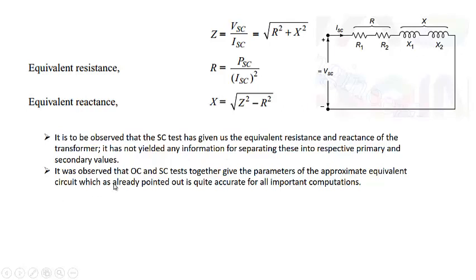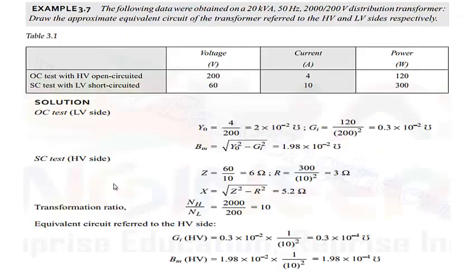Now it was observed that the open circuit test and short circuit test together give us the parameters of the approximate equivalent circuit, which, as already pointed out, is quite accurate for all important computations. So we usually use these parameters to analyze the transformer for any purpose. Let us try to do one of the numericals. It will then be very simple to understand how to do this.